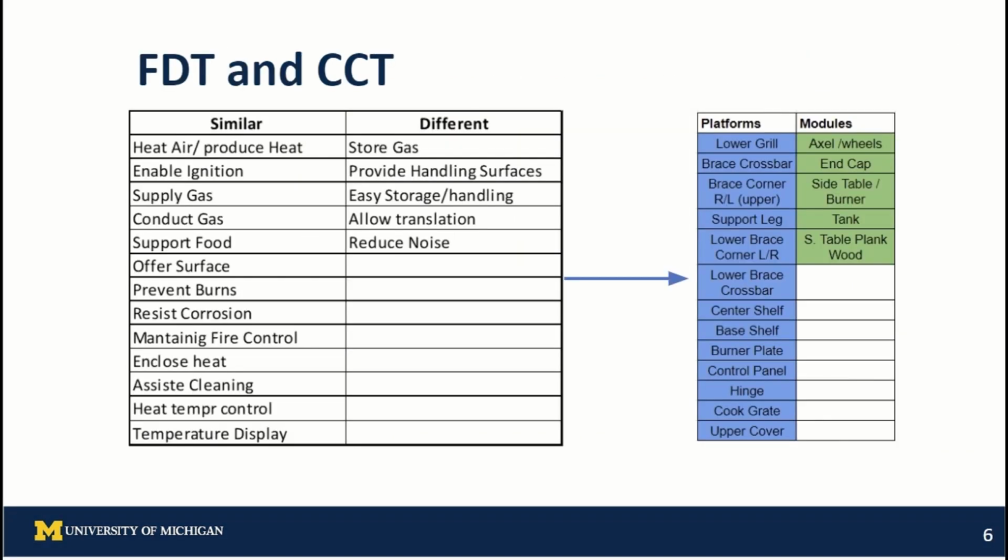As you can see here, we have our functional differentiation table and component commonality table. On the left is the functional differentiation table showing the similar and different functions between the primary and secondary customer product lines. And on the right there is the component commonality table showing the different platforms and modules.